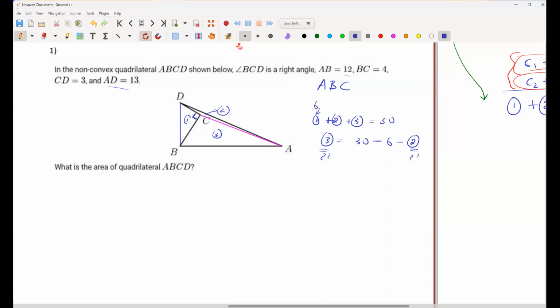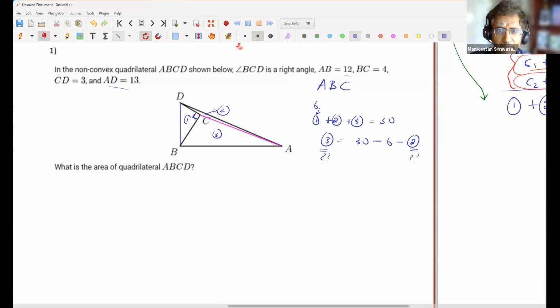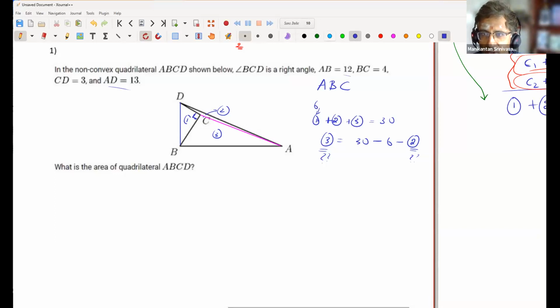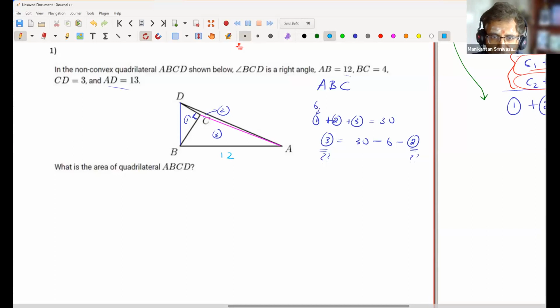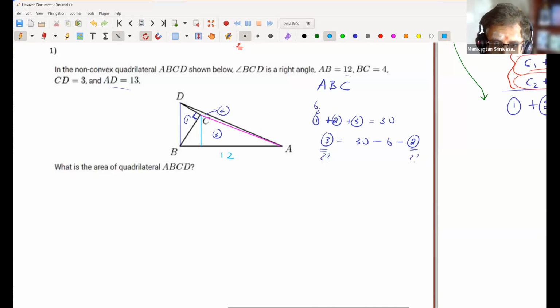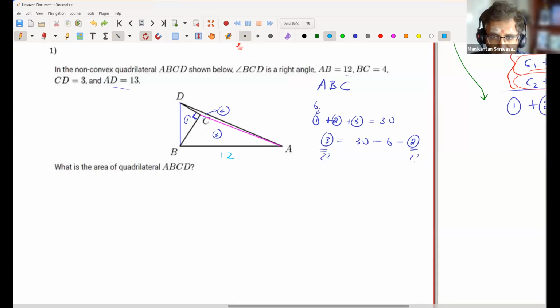Okay. Any other suggestions, guys? Okay, I'll give you a hint. AB, all of you know this is 12, right? Can you find this height for me from C? If you drop a perpendicular from C to this, can you find this height for me? Yes, sir, because you know the area of that triangle. Which triangle? Which triangle's area do you know?